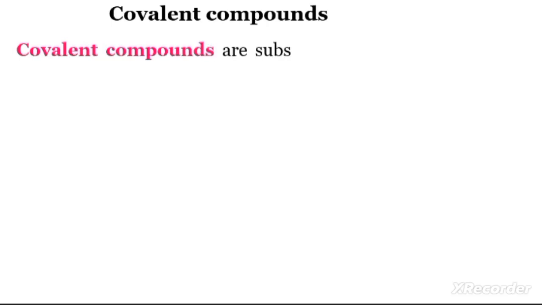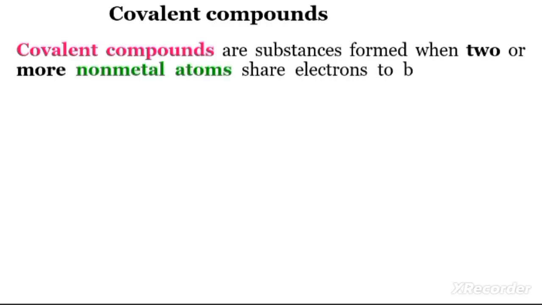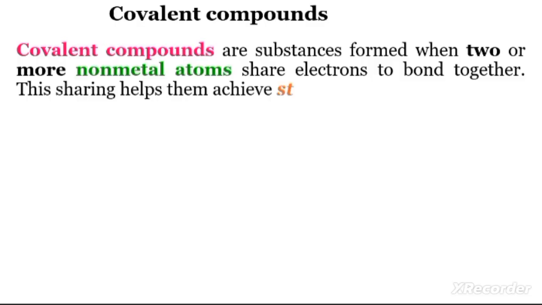We need to know that covalent compounds are substances formed when two or more non-metal atoms share electrons to bond together. If we remember very well, last time we talked about ionic bonding, and we said ionic bonding involves losing and gaining of electrons. For covalent compounds, they involve sharing of electrons.